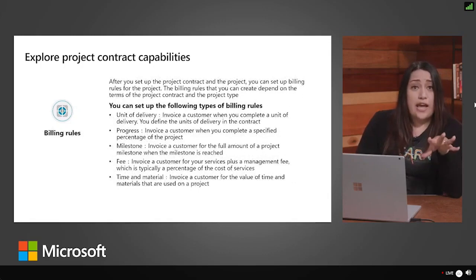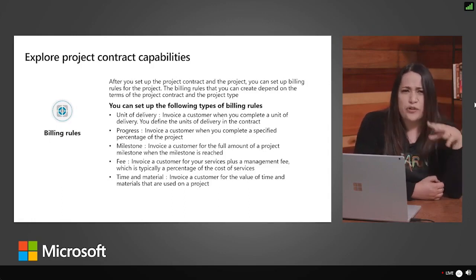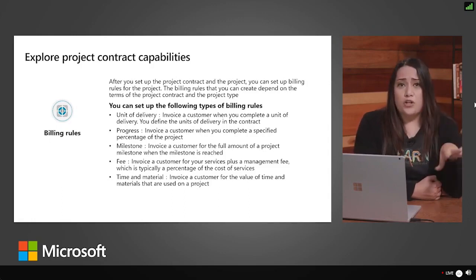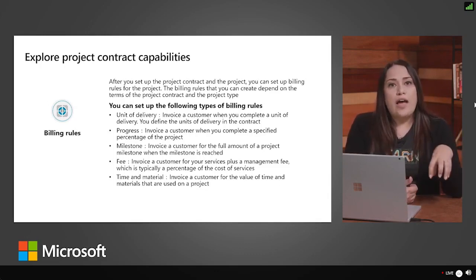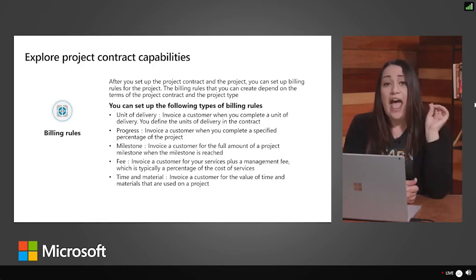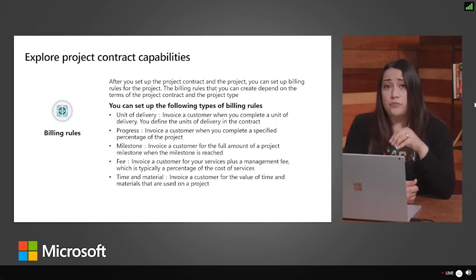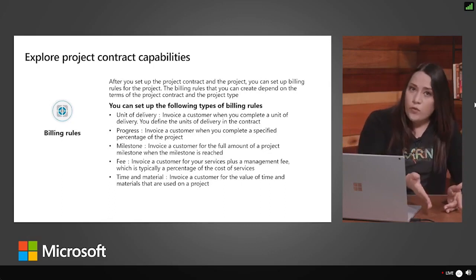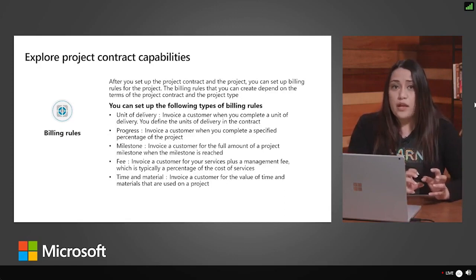Now, no matter what type of project you're creating, actually minus internal or time projects, you're going to be negotiating a contract. And when you negotiate a project contract with a customer, you define how and when you can invoice the customer for the work that you do. After you set up the project contract and the project itself, this is where you can set up the billing rules for that project. When it does come time for you to invoice the customer, the amount to invoice for the project is going to be based on the billing rules, and the project invoice proposal is going to be generated.